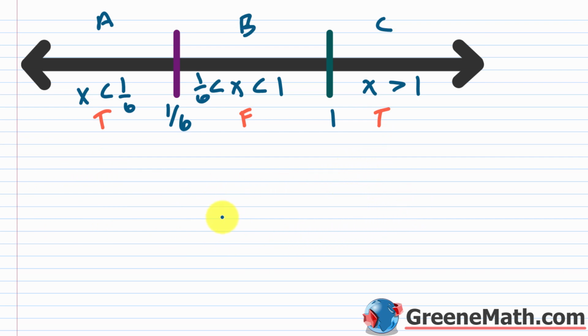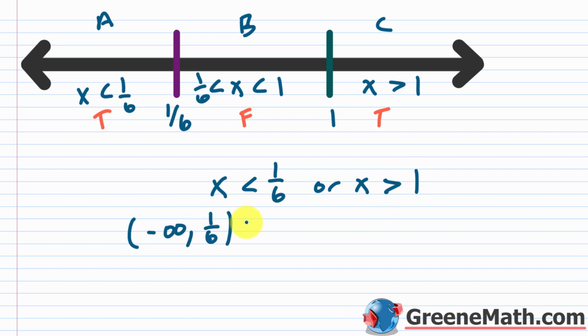And to write it, I'm just going to say that x can be strictly less than 1/6, or we could say that x is strictly greater than 1. In interval notation, we'll say from negative infinity up to and excluding this 1 over 6. And then the union with will have excluding 1 going out to positive infinity.